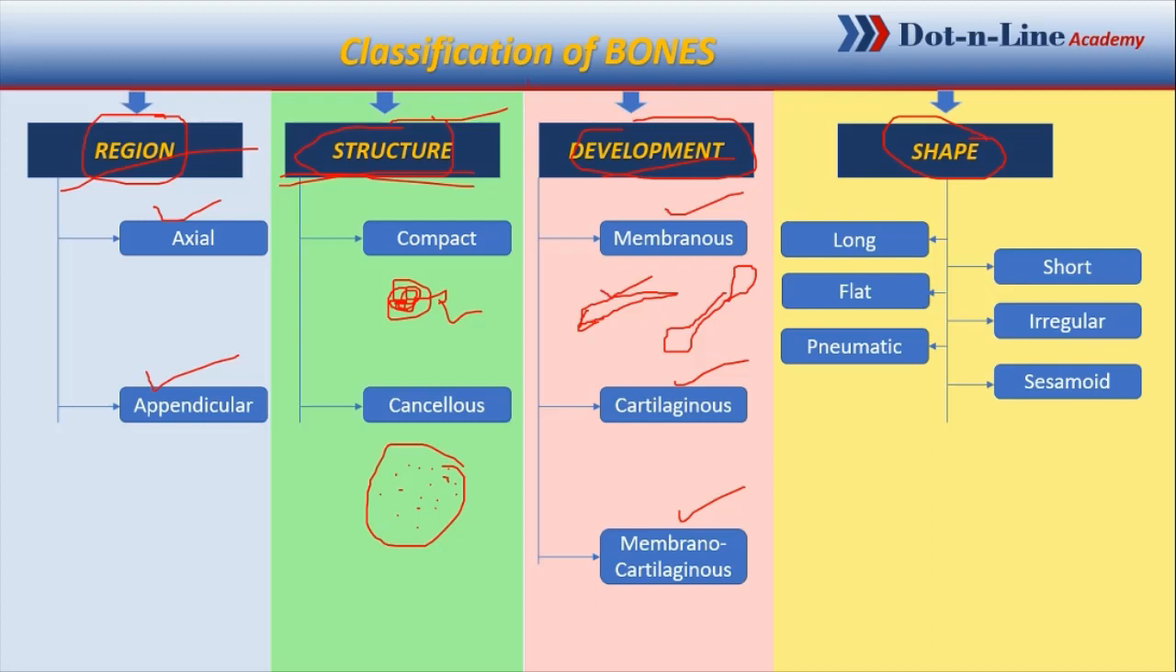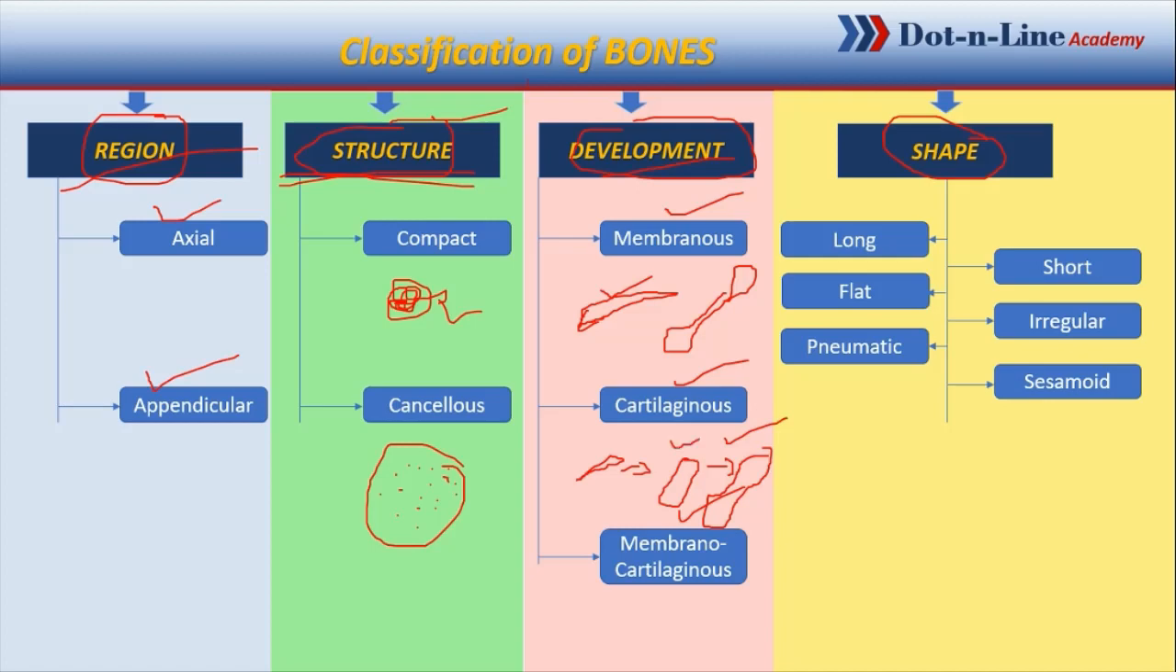Okay, so this is a membranous development. So those bones are membranously developed bones. And second, it is a cartilaginous bone. A membrane will be developed, but that membrane will be formed in a cartilage first, and that cartilage will be formed in a bone. Okay, so it will be a cartilaginous bone.